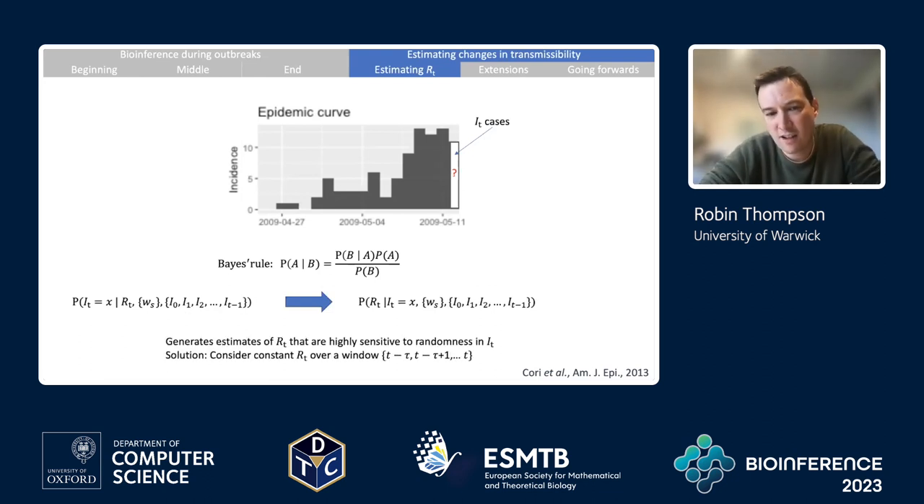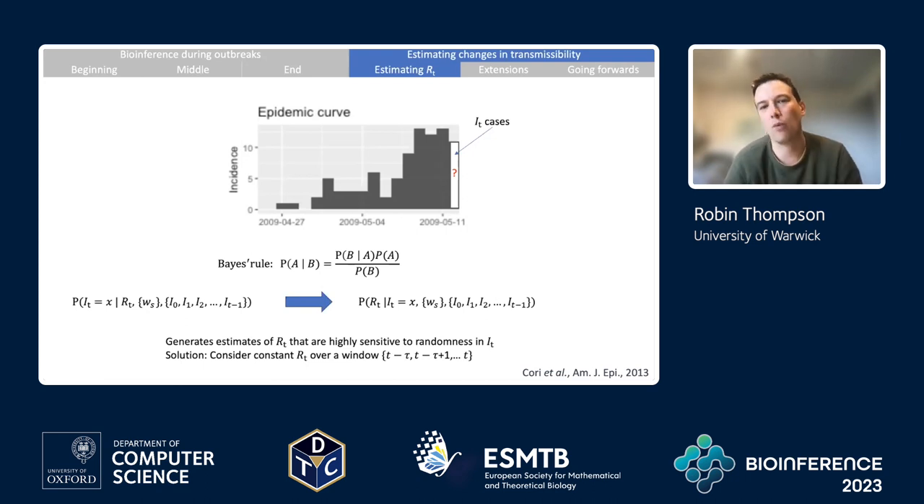This is all fine, and it does obtain an estimate of the time-dependent reproduction number each day, but there is a slight problem in doing this. The slight problem is that it generates estimates of RT that fluctuate quite a lot. They're very sensitive to randomness in the number of cases you see each day.